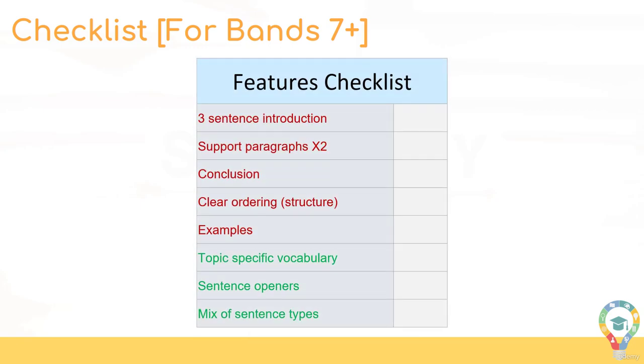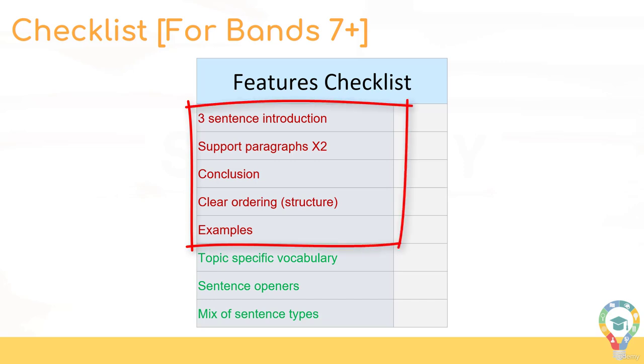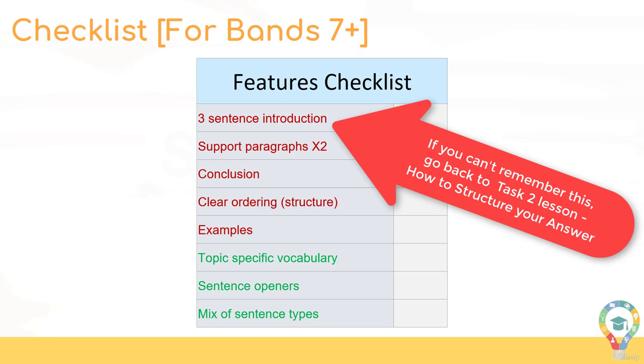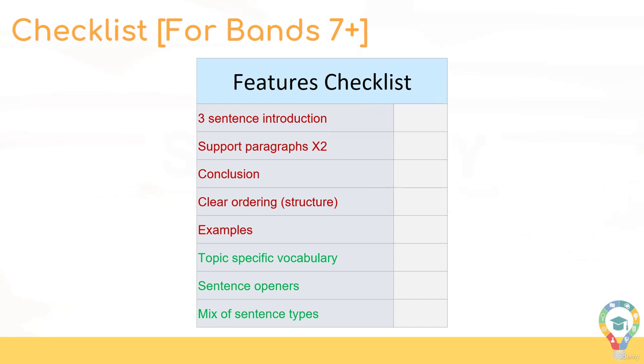In red, we have our task achievement and cohesion and coherence features. And underneath in green, we have vocabulary and grammar. Let's take a look from the top. So we have, as I taught to you in an earlier lesson, the 3-sentence introduction. Then we have our 2 support paragraphs where you'll be adding all your detail. And of course a conclusion, whether that's 1 sentence or 2, depending if you need to give your opinion.